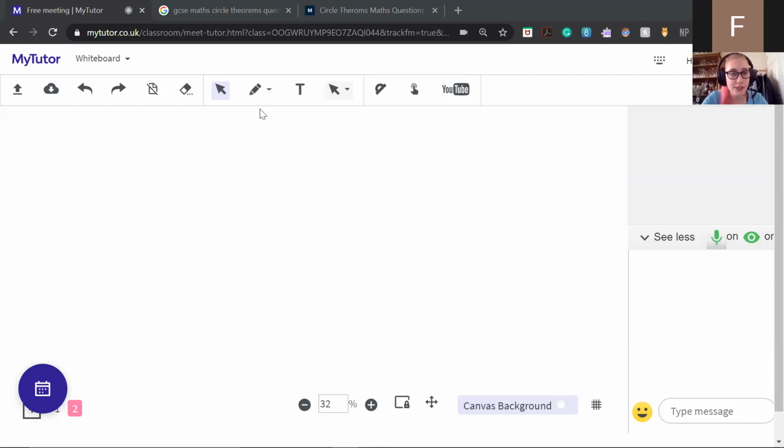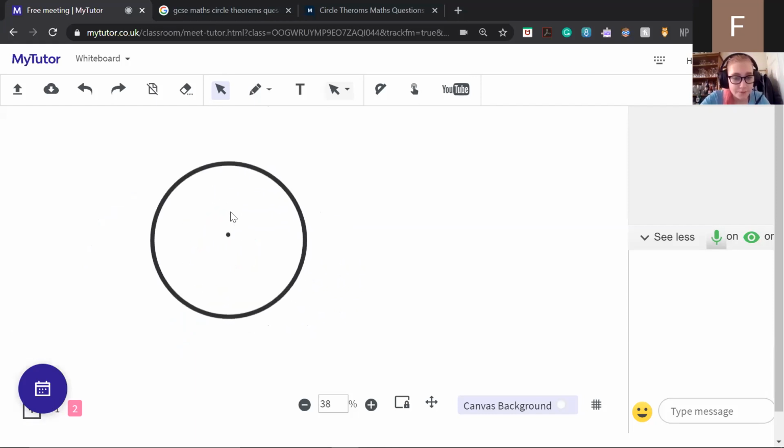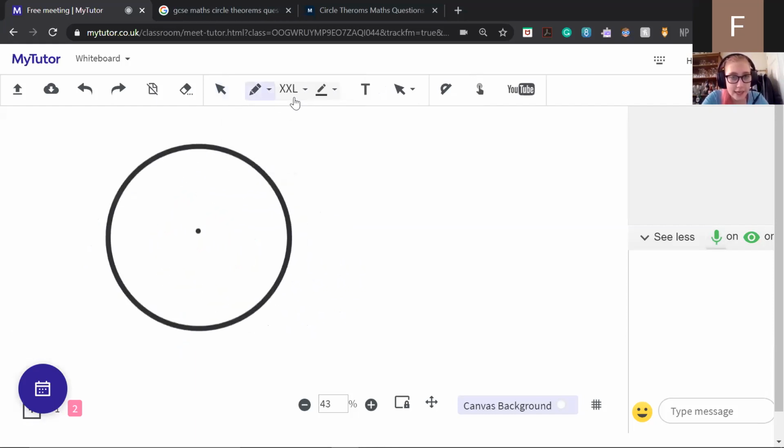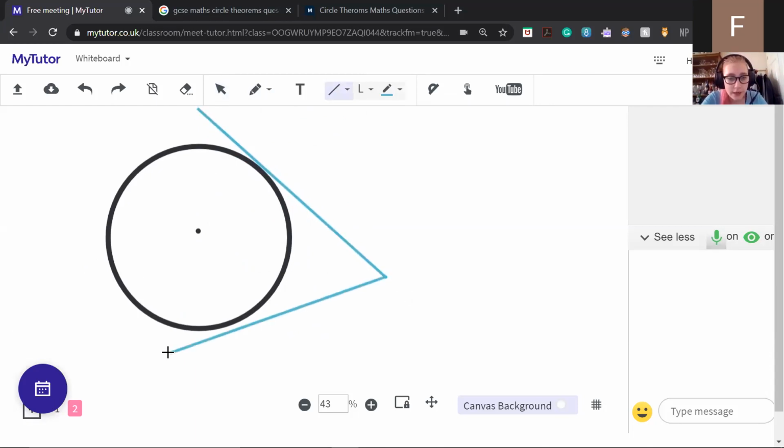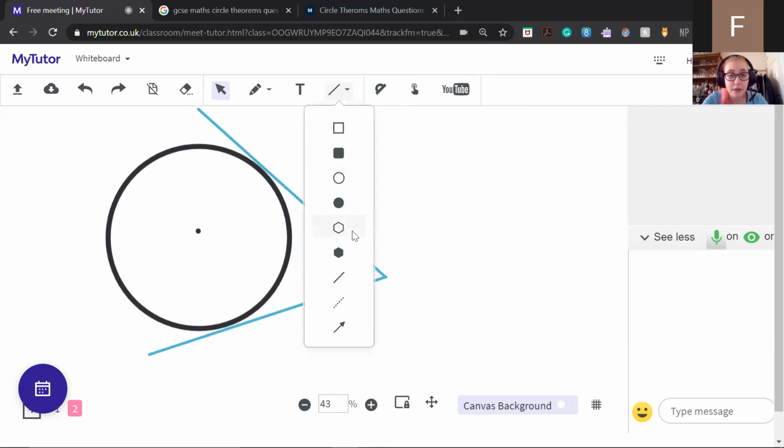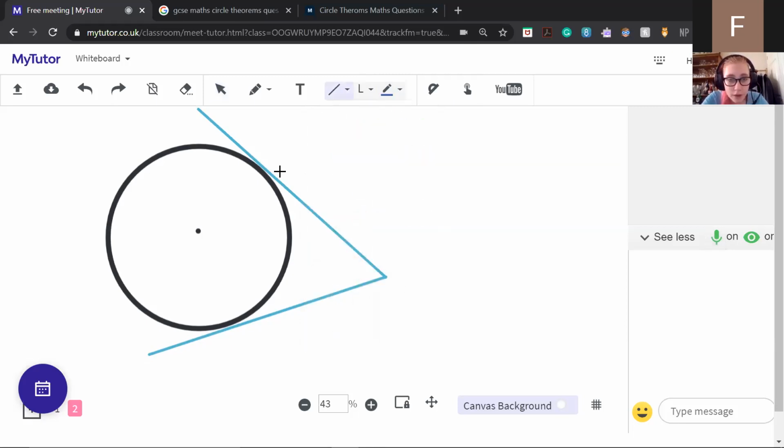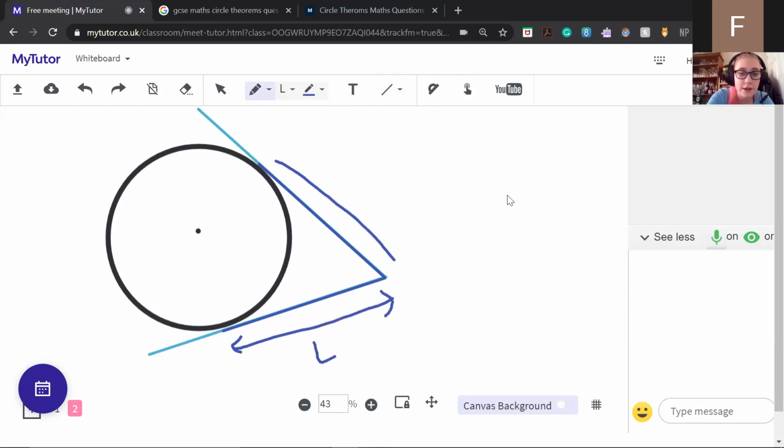Another one about tangents. If we have a circle and we pick a random point outside of the circle, let's just choose here, we can only really draw two tangents to the circle from this point. One is going in this direction and the other going in this direction. What this theorem tells us is that the lengths of these are the same. The length from the point to exactly where it hits the circle, these dark blue lines that I'm drawing, are exactly the same length. So if this is of length L, this is of length L.